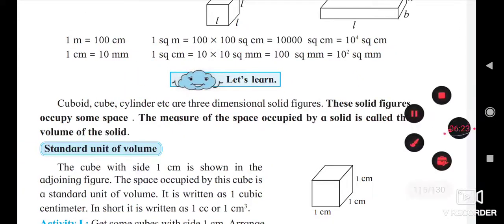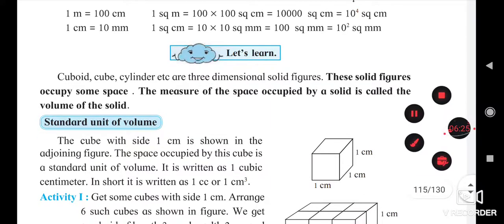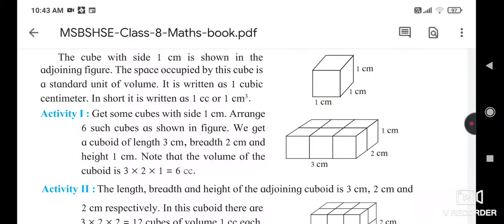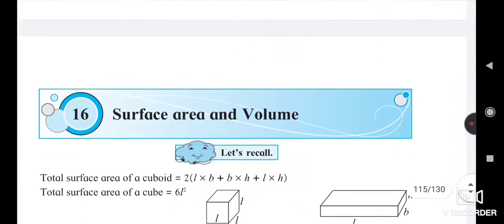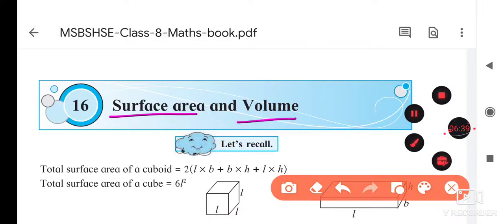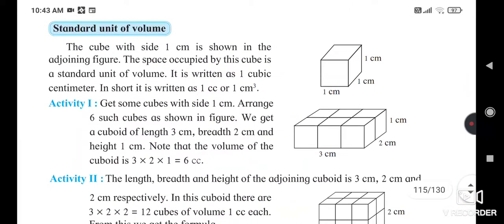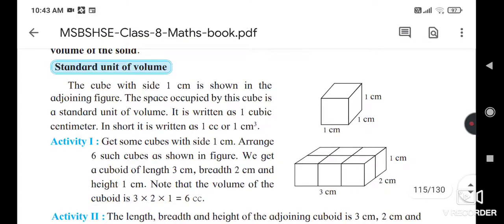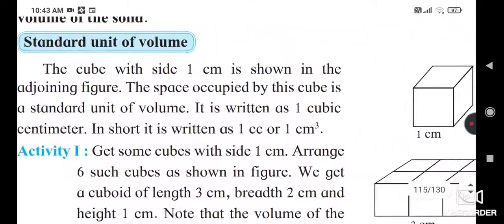Now this year we are going to study new points. Which are those points? We have to study how to find the volume of a cuboid. If you see here, what is our lesson name? Surface area and the volume. So we will now study how to find the volume of a cube and cuboid, because we already studied the surface area of a cube and cuboid.